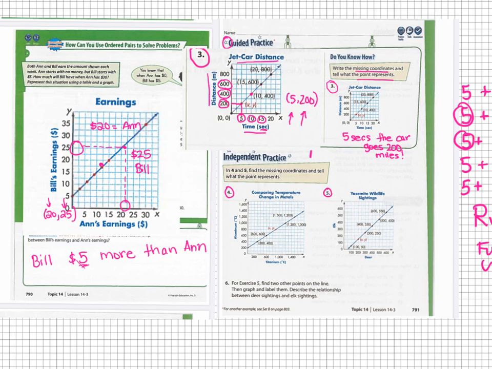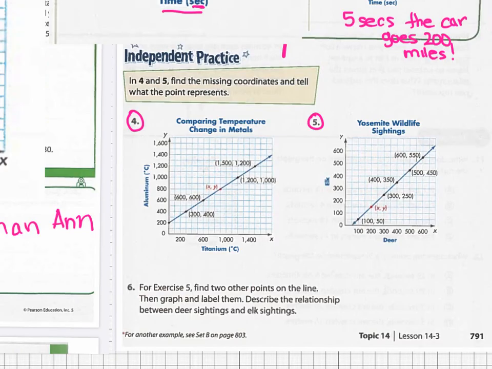Before I get started with the explanation on how to do these problems, I want you to look at both graphs so you have an idea of what the graphs are saying. Okay, did you look at the graphs and notice that the graph on problem 4 is about comparing temperature change in metals? And they have 2 metals, aluminum, like aluminum foil, and titanium, right? Titanium and aluminum. And so they're comparing their temperatures, and they're asking us to do the same thing, which is plot the coordinate that is missing right here.